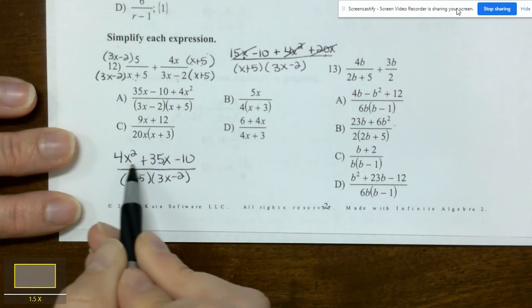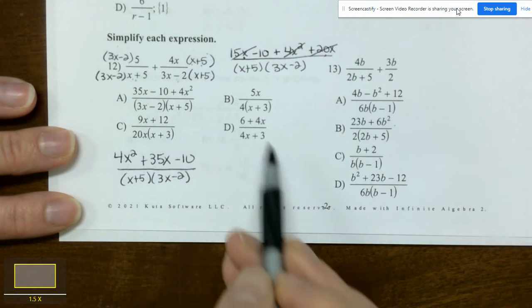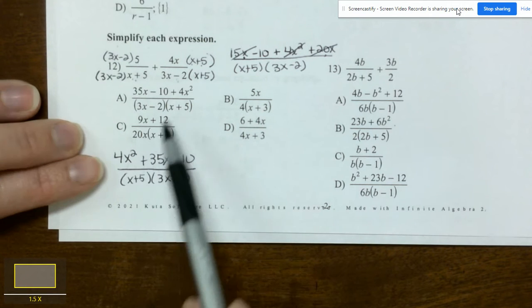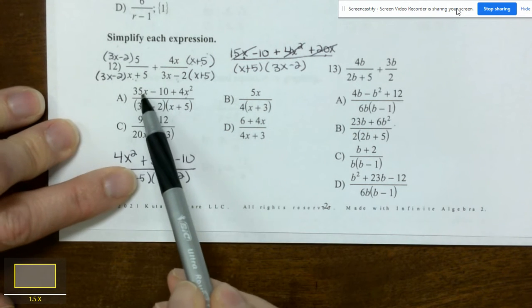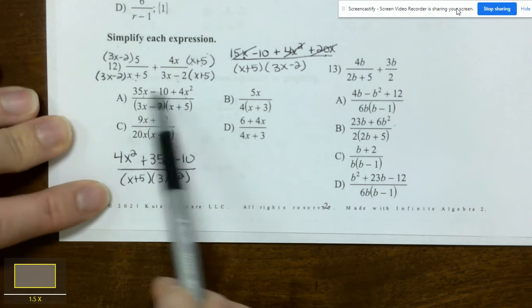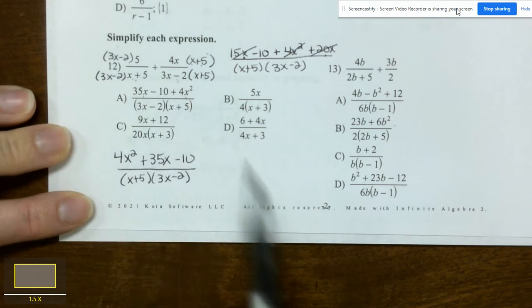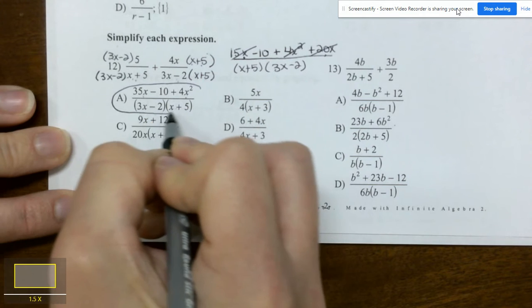Okay? These have nothing in common, so let's look and see if we have this answer up here. Okay? There's 4x squared plus 35x minus 10. It's just in a different order. And then there's my denominator. So my answer is choice A.